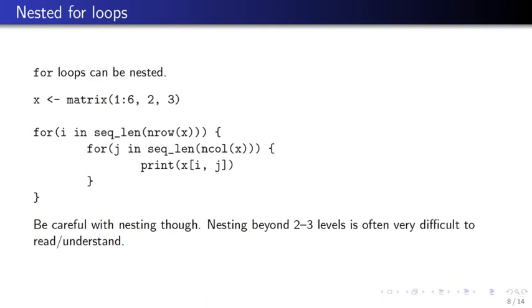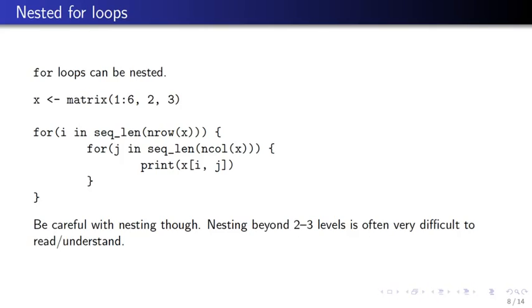For loops can be nested, so you can have a for loop inside of a for loop. So the common thing, for example, is with a matrix that has 2 dimensions, and then you might want to loop over the rows and then loop over the columns. So here, the outer loop, the i index, is looping over the rows, and I'm using a function that's called seq_len.